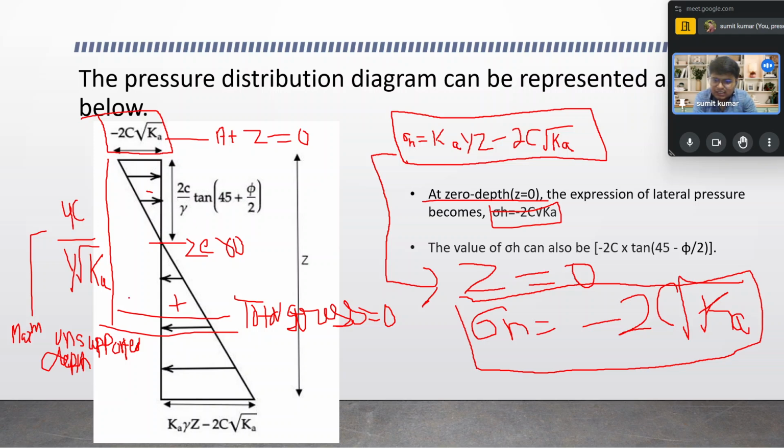When we calculate double that distance, because we are interested in the total stress, the point up to which the stress is 0 is because this is negative and this is positive, so negative plus positive equals 0. So that distance is 4c by gamma root k. That is the maximum unsupported depth up to which the soil can withstand without any scaffolding or other support. After that, support is needed, so that k gamma z minus 2c root k, you can see over there. I think this understanding is very clear in everyone's mind.